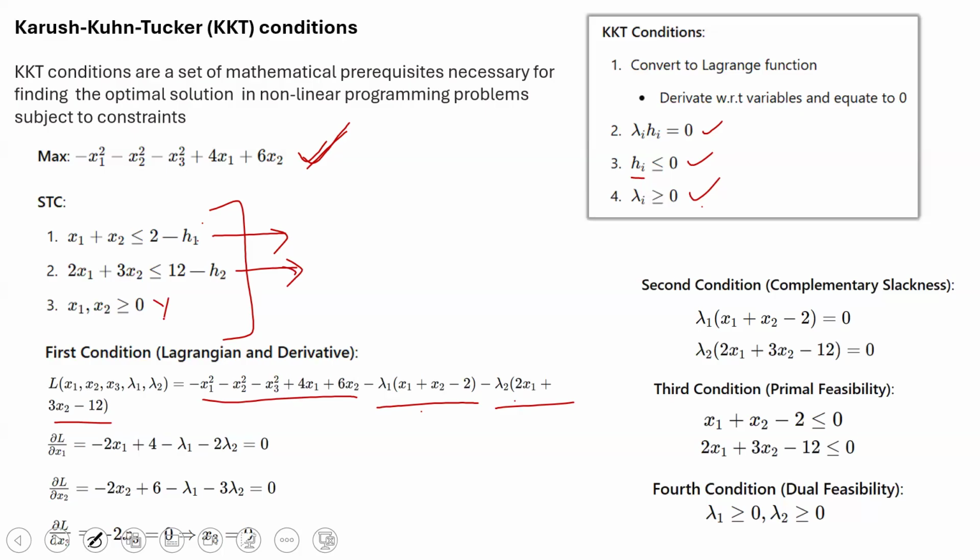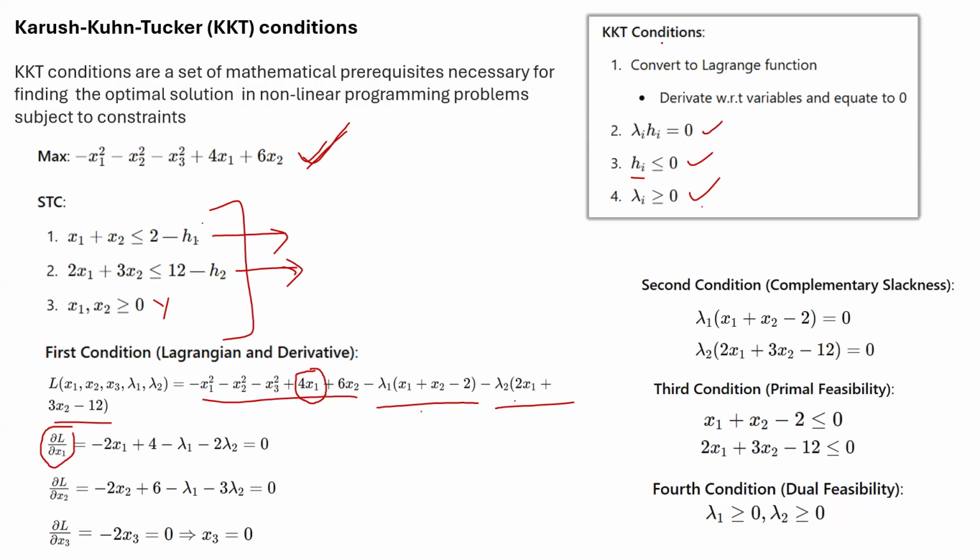Now take the derivative with respect to x1. So I have taken the derivative of this. We consider only x1 terms. So x1 squared will become 2 minus 2 into x1. And we don't have x1 here, so this goes to 0. This goes to 0. And minus 4 into x1 will become plus 4. And x1 is there here, minus lambda 1. And x1 is there here, minus 2 into lambda 2. So that's how you take the derivative with respect to all the variables.